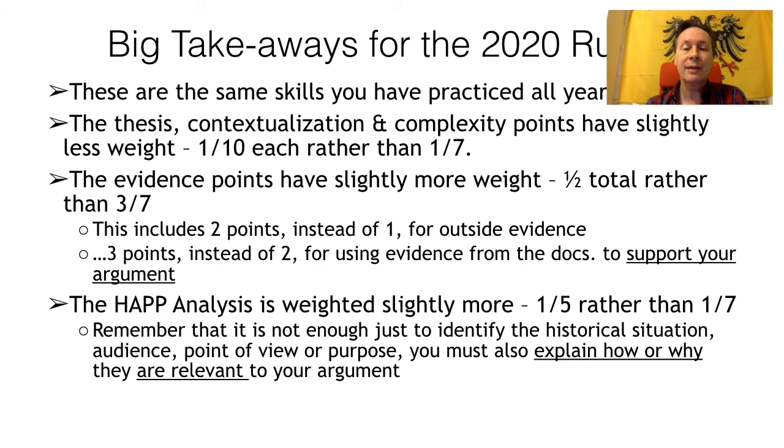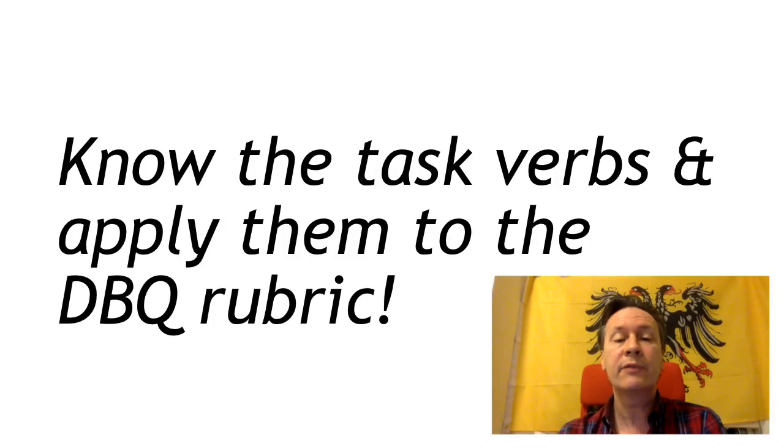And remember that it's not enough just to identify the historical situation, audience, point of view, or purpose. You must also explain how or why they are relevant to your argument. Know how to explain. 50% of the exam is on it. Evidence, HAP, and complexity. So, know the task verbs and apply them to the DBQ rubric.